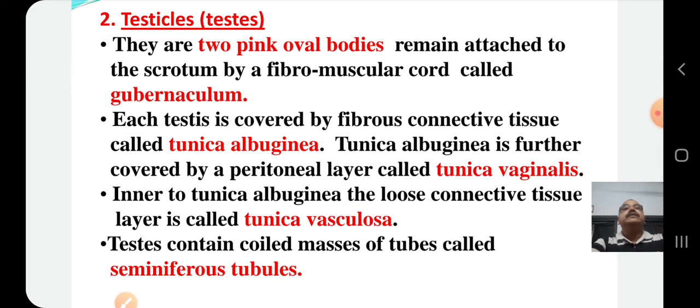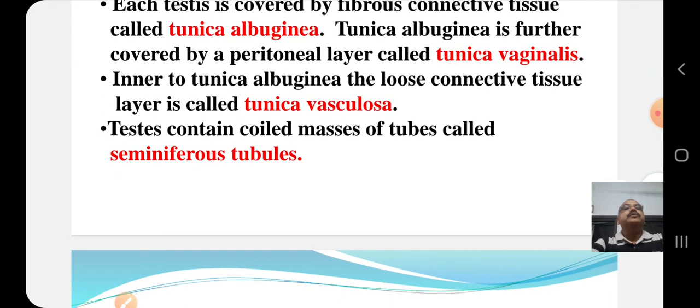Friends, testicles or testes are two pink oval bodies that remain attached to the scrotum by a fibromuscular cord called the gubernaculum. Each testis is covered by a fibrous connective tissue called tunica albuginea. The tunica albuginea is further covered by a peritoneal layer called tunica vaginalis. Inner to the tunica albuginea there is a loose connective tissue layer called tunica vasculosa. The testis contains a coiled mass of tubules called seminiferous tubules. We have already seen seminiferous tubules in the diagram.